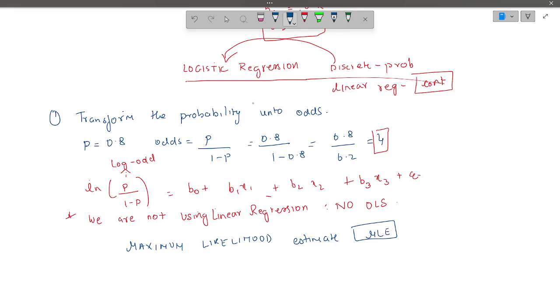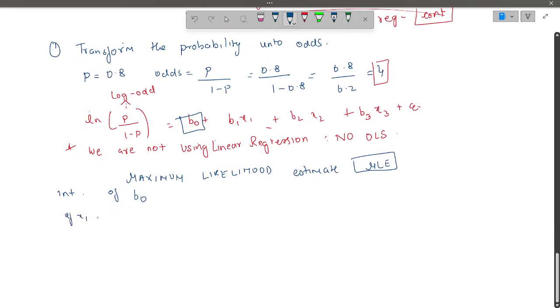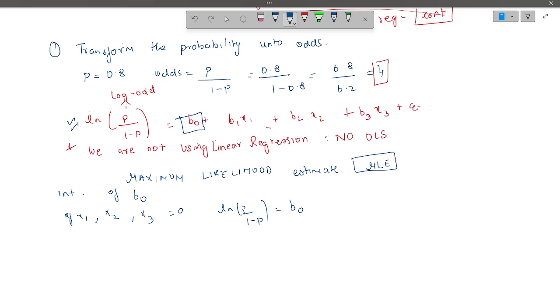So how am I going to interpret beta naught of this regression? Interpretation of beta naught or intercept. So can I say that if x1, x2, x3 all equal 0, then log odds equals beta naught, right? So the probability does not equal the beta naught. This log odd equals the beta naught, right? The goal is to calculate the probability. So beta naught equals the log odds if all the independent variables equal 0. Guys, are we good with this? Guys, yes or no? Yes, sir.